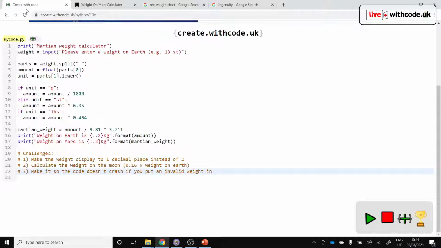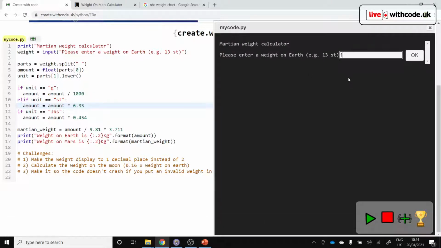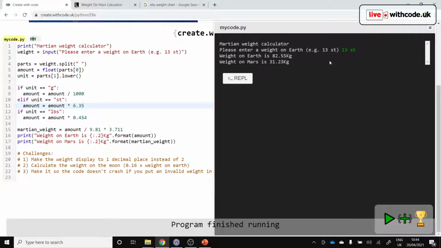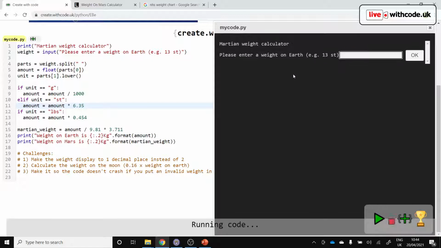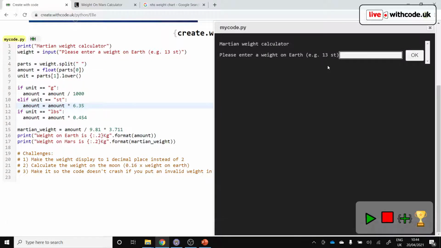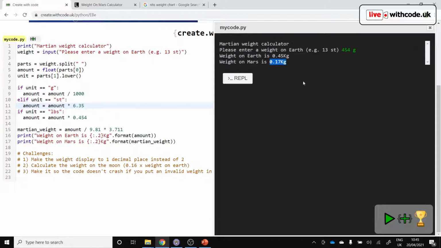So today's program, we're going to make a weight calculator where you put in your weight on this planet. I don't actually own a set of scales, but I think I'm around about 13 stone, something like that. It calculates that in kilograms, and then it also calculates how much you weigh on Mars, and it should be able to cope with all sorts of different units. So if I put in like a punnet of strawberries, 454 grams, we need a space before the unit. It will correctly convert it to kilograms and tell you how much it would weigh on a different planet.